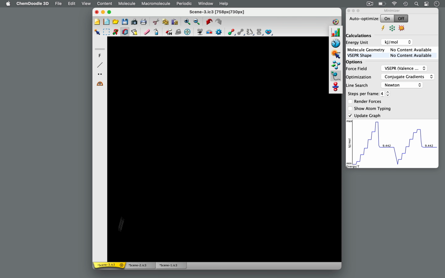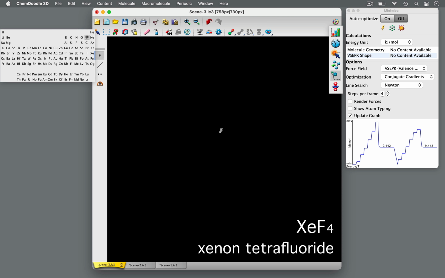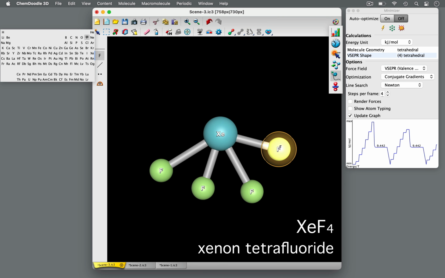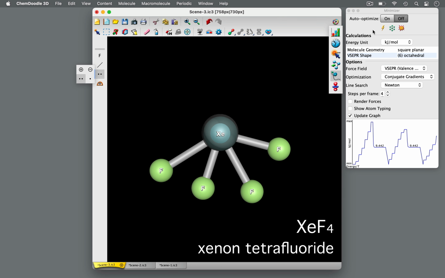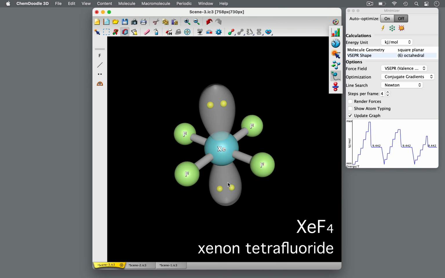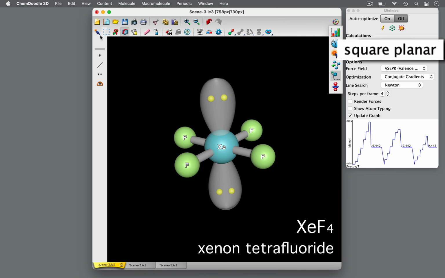Let's consider a molecule with 2 lone pairs. Xenon tetrafluoride has a central xenon atom with 4 fluorine atoms attached and 2 lone pairs, for a total of 6 regions of high electron density. As such, VSEPR theory predicts that xenon tetrafluoride will arrange into an octahedral basis with a square planar molecular geometry.